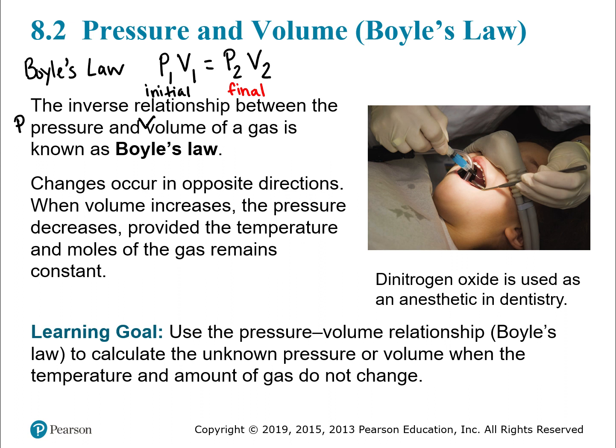Oftentimes in these questions, you'll be told about the initial conditions, and then one of those conditions changes. So, for example, you have a pressure of X, a volume of Y, and then something changes so that you now have a pressure of Q. What is the new volume? So you're given 3 of the 4 variables, and you need to solve to figure out what that 4th one is.